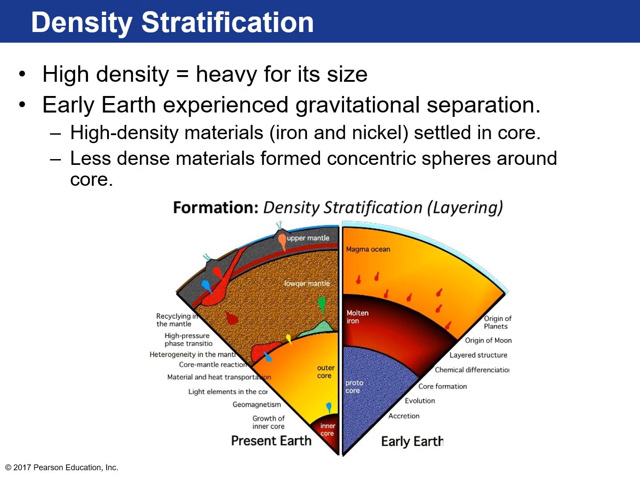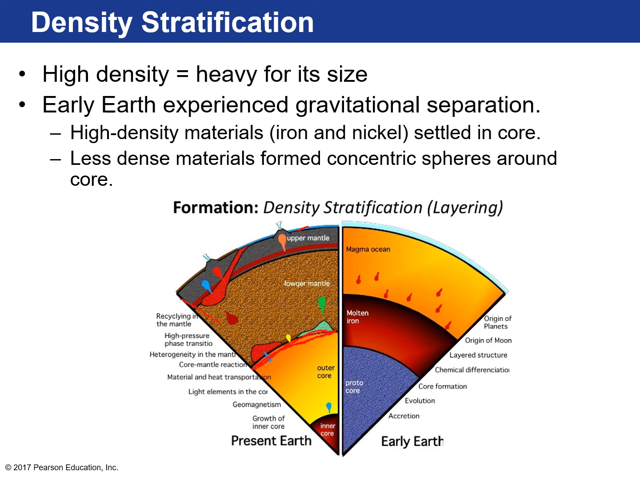All right, so the density stratification, here's showing you the different layers that formed early on in Earth's history. And this was a result of gravitational separation. So the high density materials like iron and nickel settled into the core. Okay, so here's the surface of the Earth. All right, and then we have our crust and lithosphere. Here's the mantle portion of our Earth, and here's the outer core. So all of this here is made up of iron and nickel. Very dense material sank towards the center of our Earth.